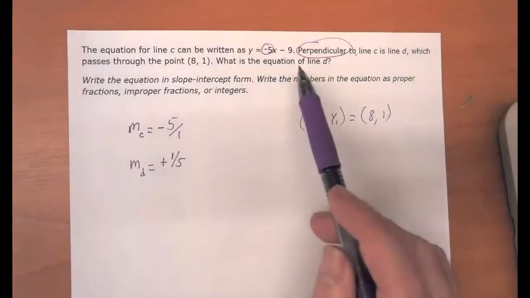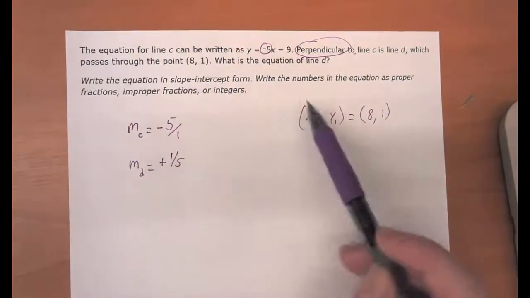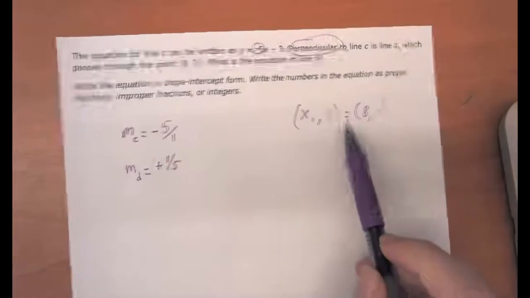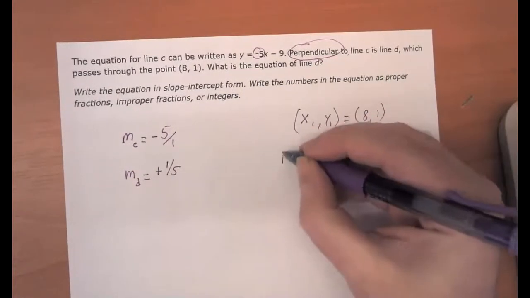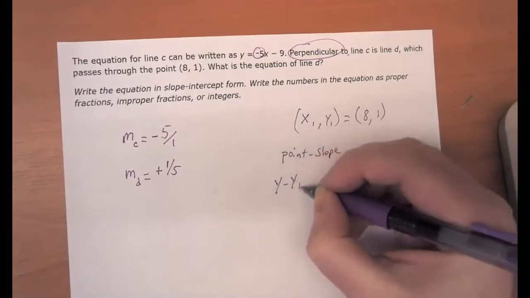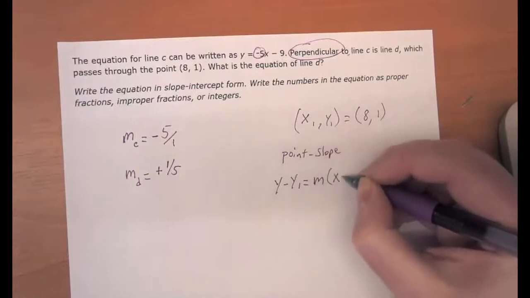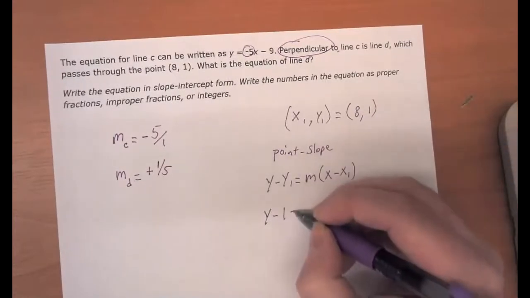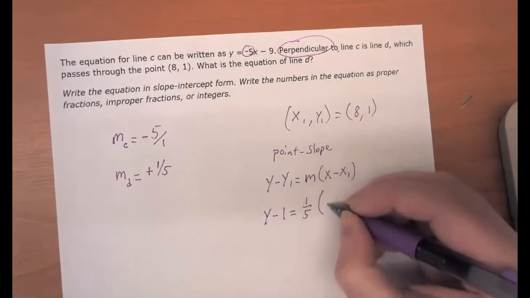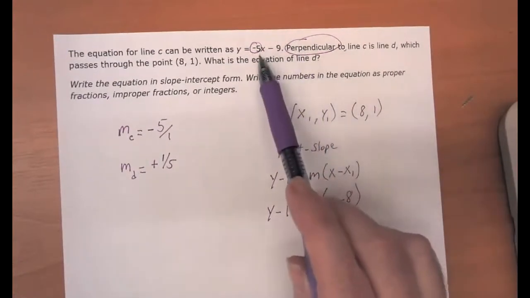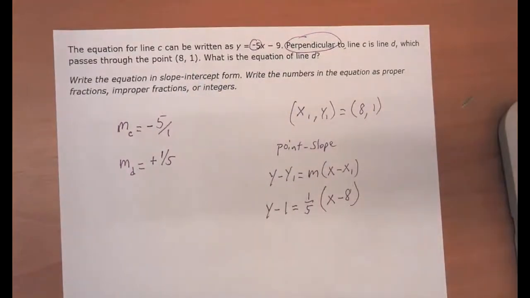So now, talking about the equation of line D, we know the slope of line D, and we know a point that line D goes through. So how can we express the equation of that line? Well, we know a point and we know a slope, so we will use the point-slope form. And the point-slope form of a line, remember, is y minus y1 is equal to m times x minus x1. And we'll just substitute in all the values we have. Y minus 1 is equal to 1 over 5 times x minus 8. So now we've got this equation of the line that is perpendicular to this line and that passes through this point. Are we done with the problem then?